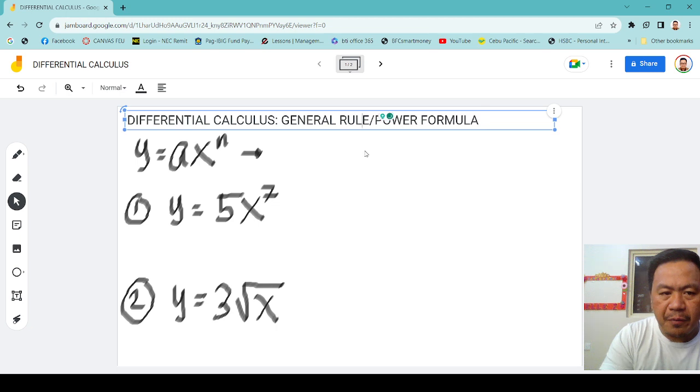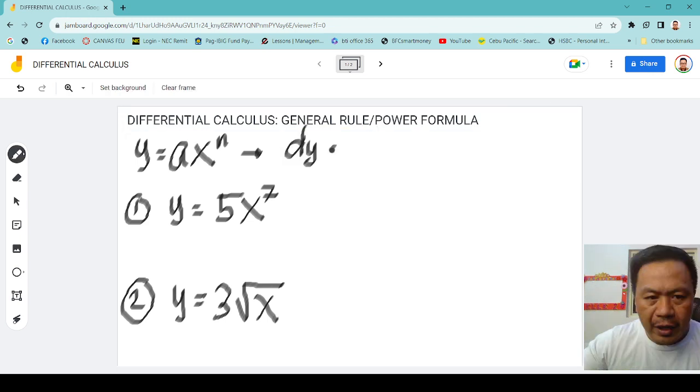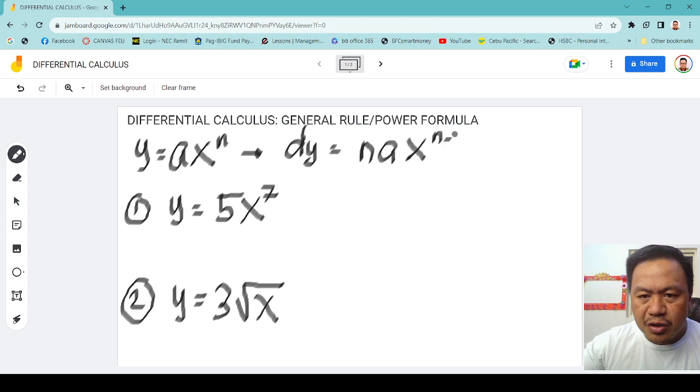So for example, you have this function of y is equal to ax to the power of n. So the derivative of y is dy. Okay. And then ito, by rule, you just have to write the power here and then copy the constant, then x to the n minus 1, then dx.